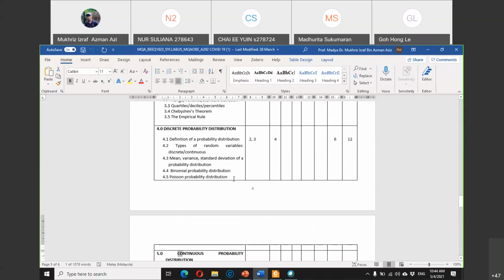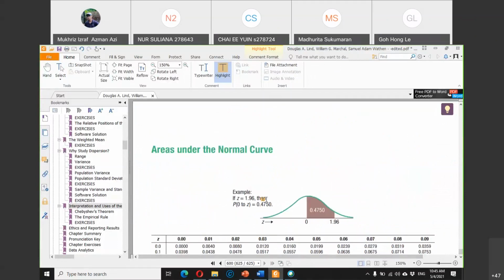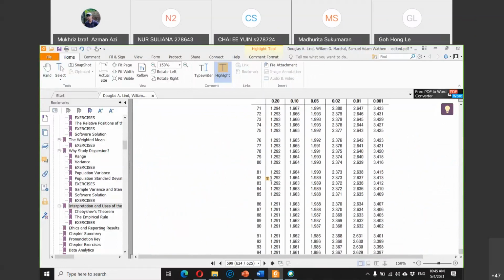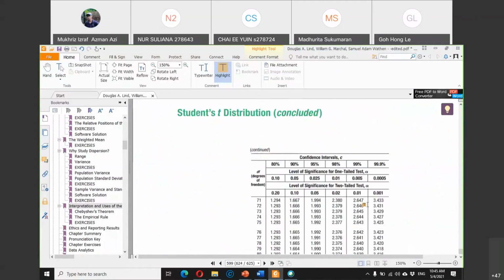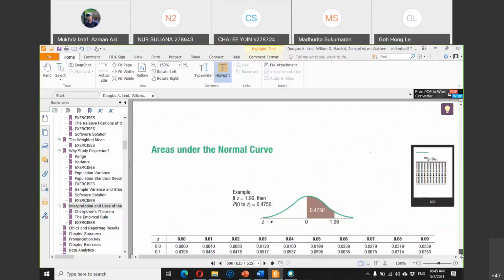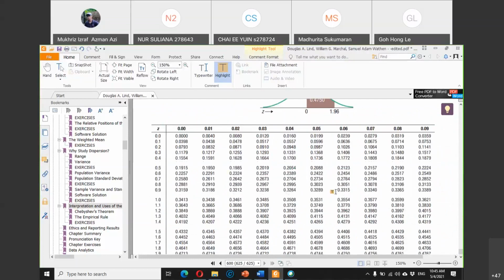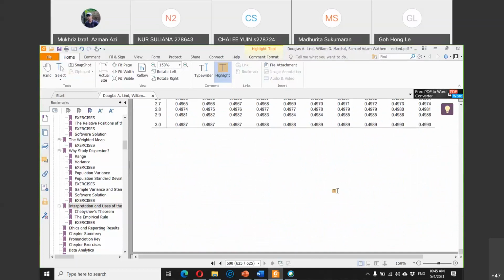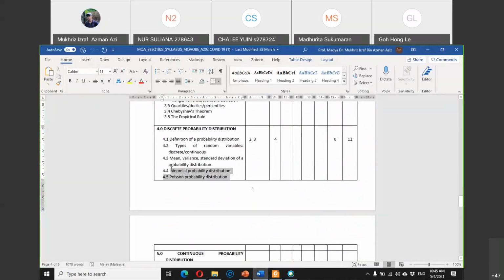For chapter number 4, the focus will be on the remaining topic 4.4 and topic 4.5, binomial and Poisson distribution. If you look at your ebook, at the end of the book, you're going to have the table for normal distribution, the table for areas under the normal curve. For chapter 4, you can use a manual calculator or you can also use the online calculator to calculate the binomial distribution and also Poisson distribution.